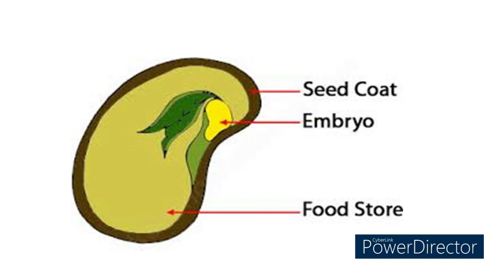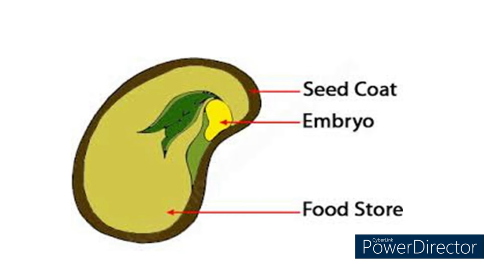Inside the seed coat, all the seeds have one or two seed leaves, also called cotyledon. Cotyledon are laden with food materials.